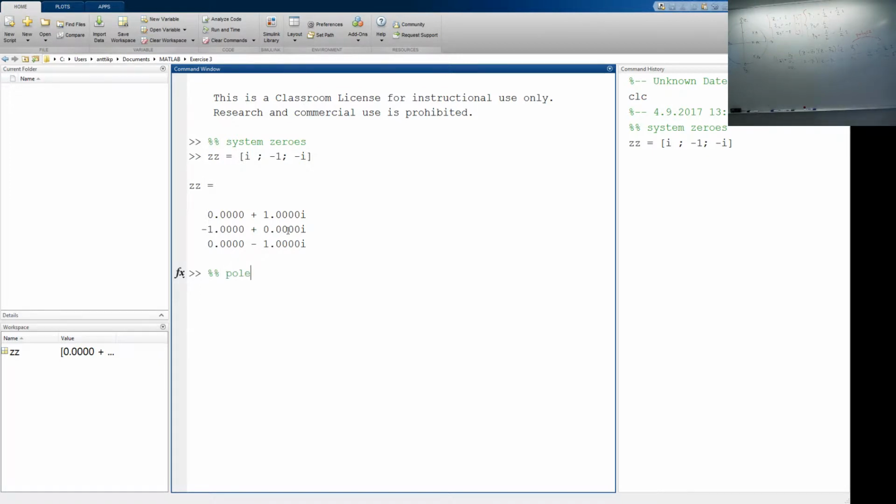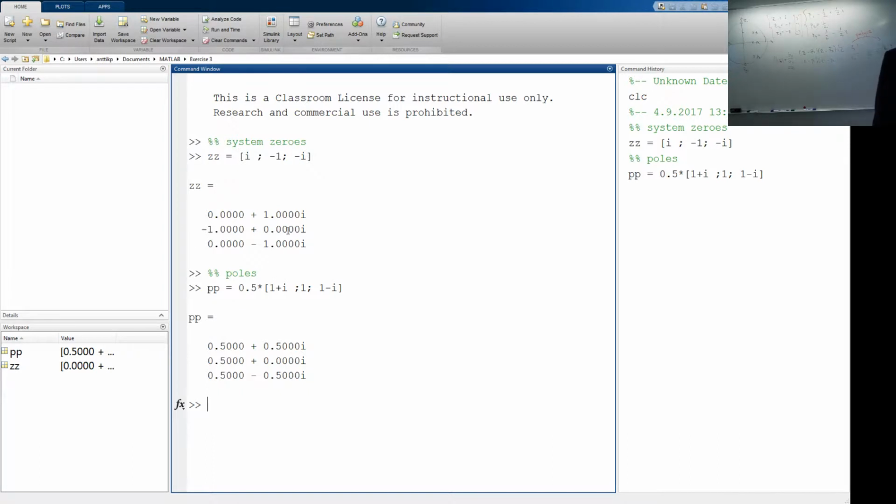Poles, it has a common multiplier times 1 plus 1 plus I, 1 minus I. Right, yeah. Those are the coordinates, complex coordinates of the zeros and poles. No magic.